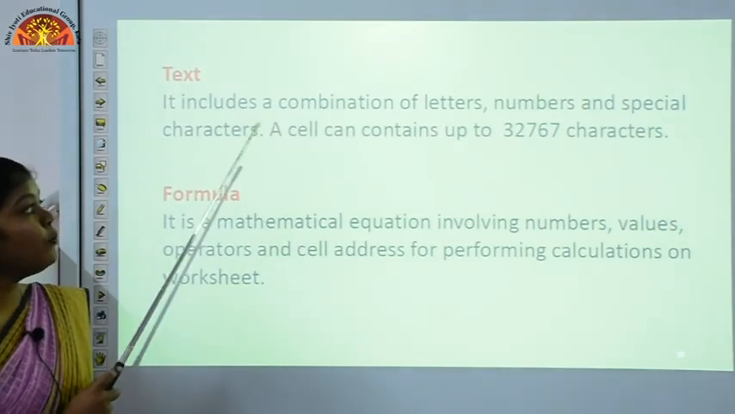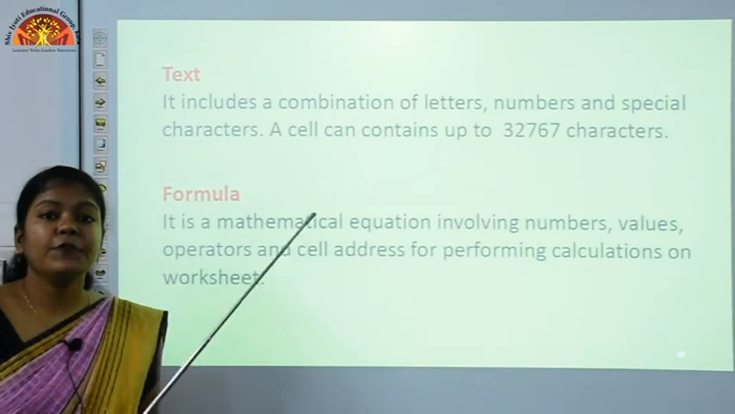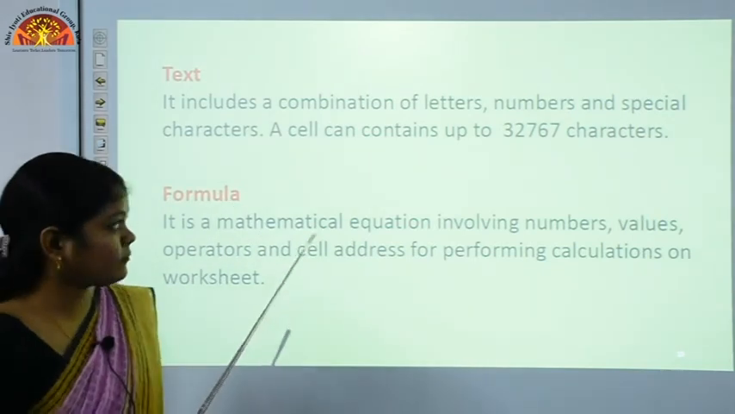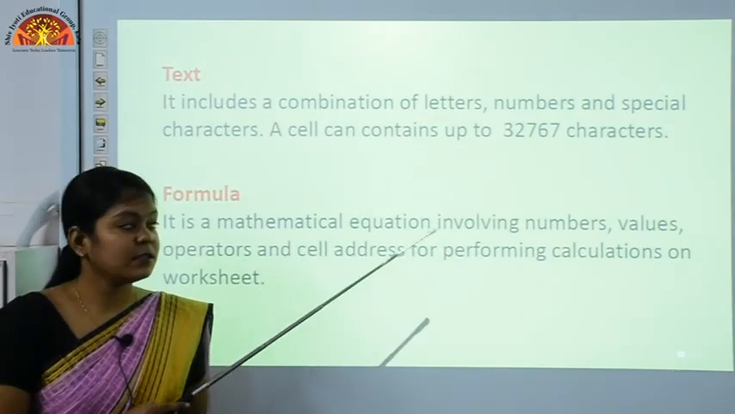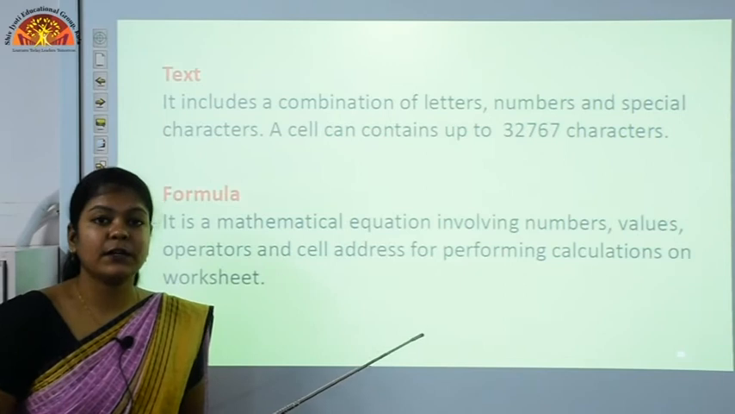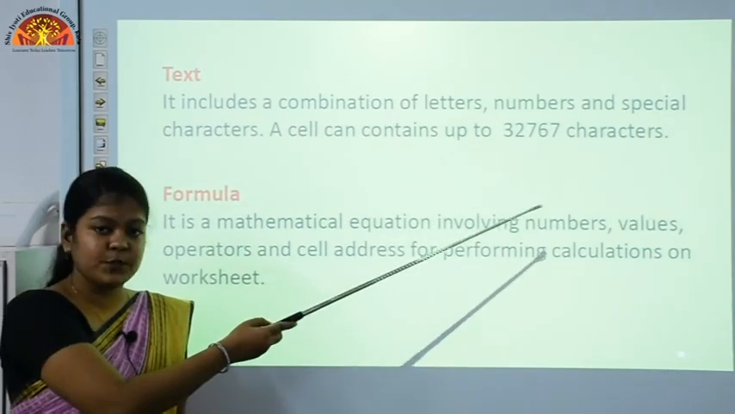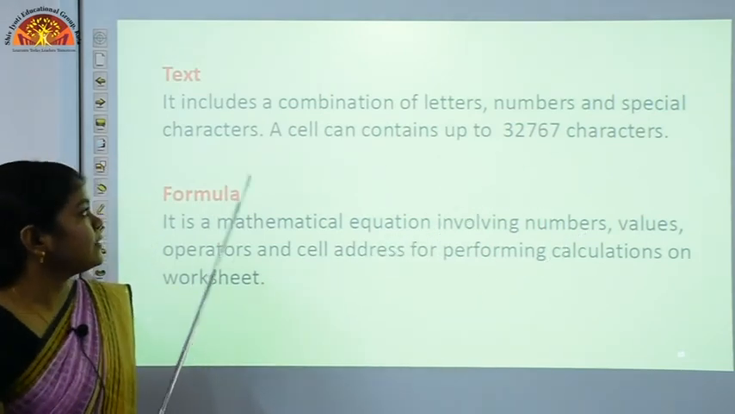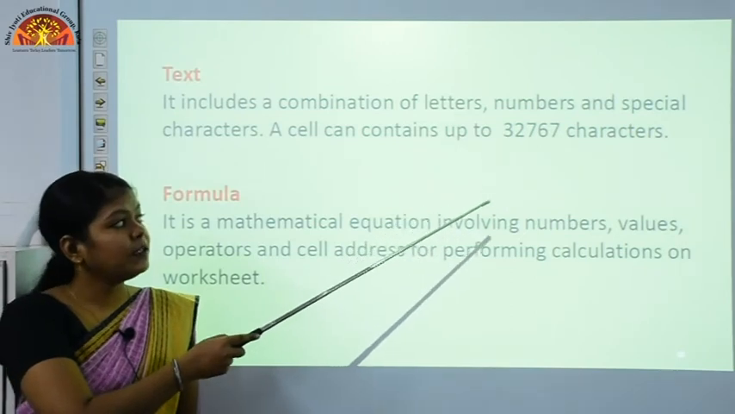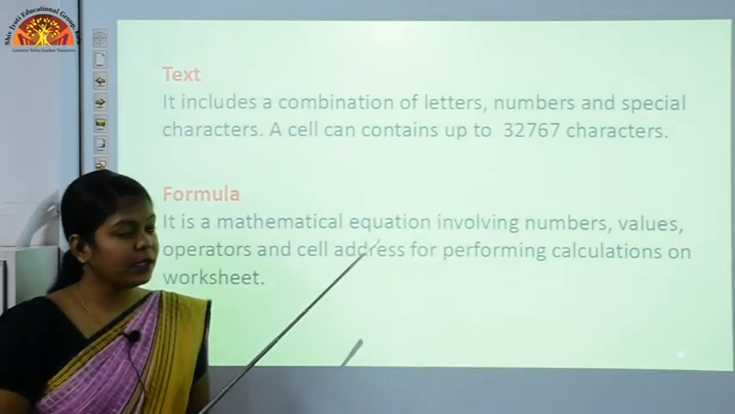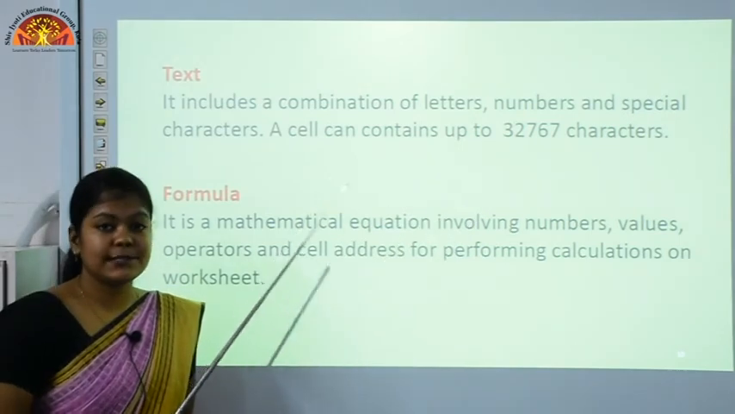It includes a combination of letters, numbers and special characters. If I insert any text, then my text should be a combination of letters. It means capital letters or small letters from A to Z, numbers from 0 to 9 and special characters. A cell contains up to 32,767 characters. So this is the maximum number of characters in a single cell.